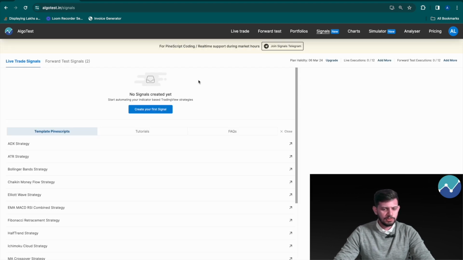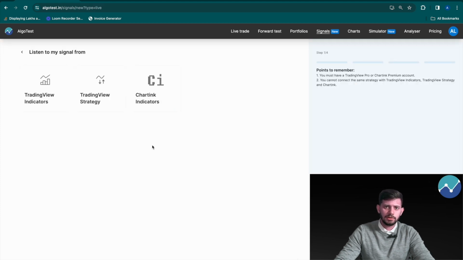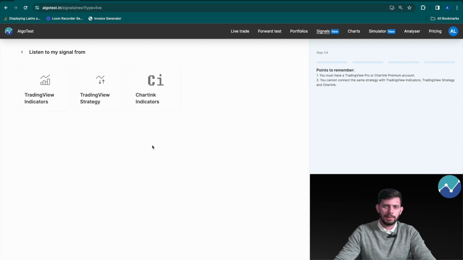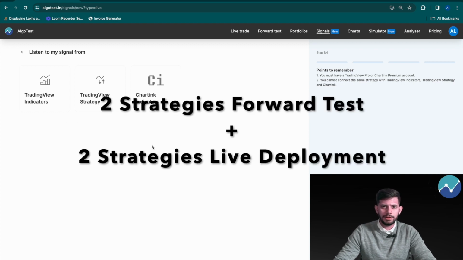Now, moving on to the signals page. If you're unfamiliar with this product, it's also in our AlgoTest platform tour video, but we have many different dedicated videos explaining strategies and how to set up your signals. But as far as pricing is concerned, the plans for this start at 799 credits for a 28-day billing cycle. And included in this 799 plan, you get 2 strategies that you can forward test for the billing cycle, which is 28 days, as well as 2 strategies that you can live trade for the billing cycle, which is 28 days.